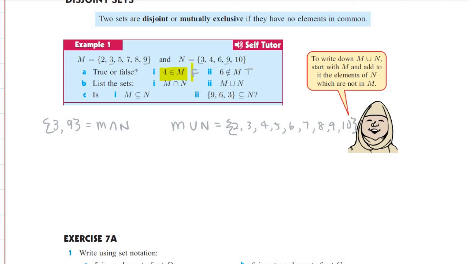Cool? All right, last, M is a subset of N. So are all of the values in M contained in N? No. Is {9, 6, 3} a subset of N? Yes, it is, because all 3 of those values are contained. Okay, so that's the information on sets. It's a lot of vocabulary, so make sure that you go read through.